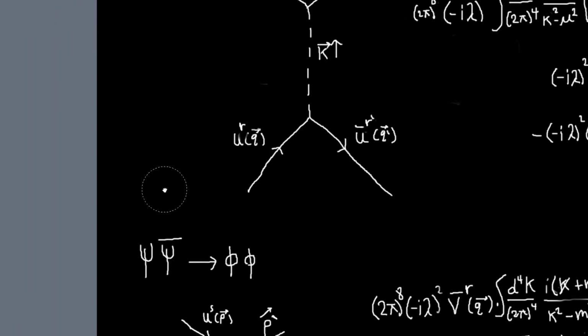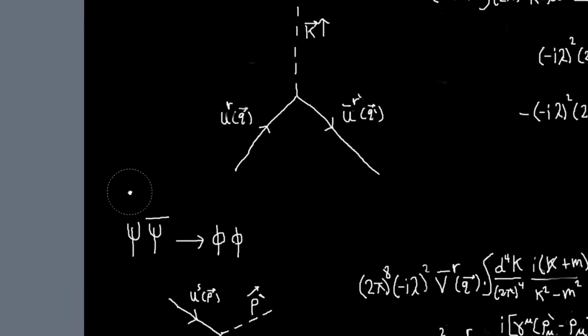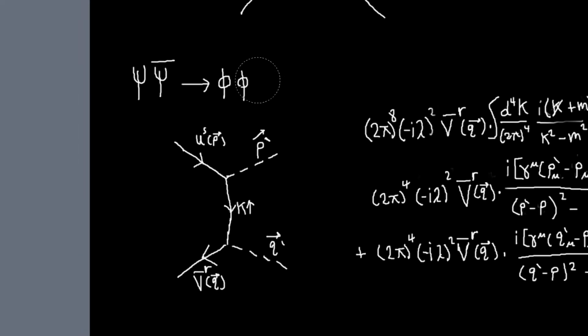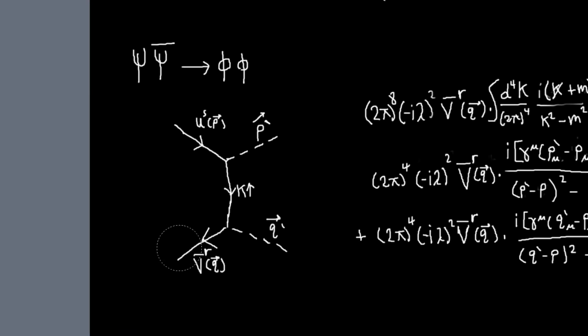So now let's move on to another one. So this one, you have a particle and antiparticle, and they collide, annihilate, and they produce two phi particles. So the diagram that represents that process is this. So again, I have an incoming psi particle, so I give it a u s, and the charge arrow is in the same direction as the momentum. And then I have an incoming antiparticle, so I give it a v bar, and the charge arrow is in the opposite direction of momentum.